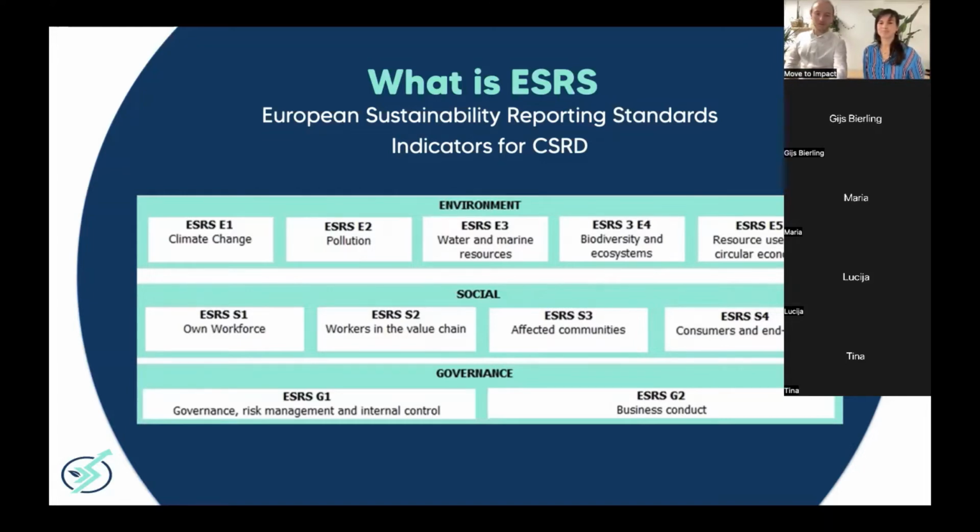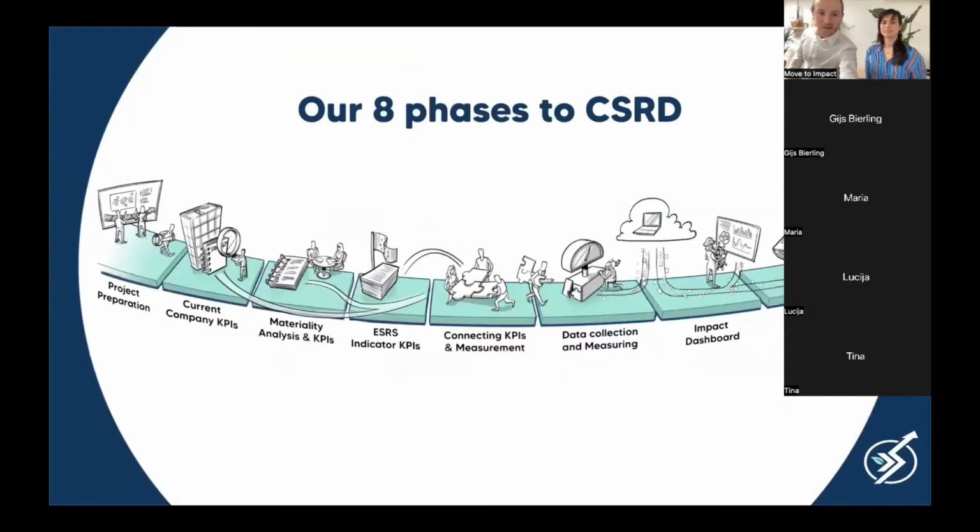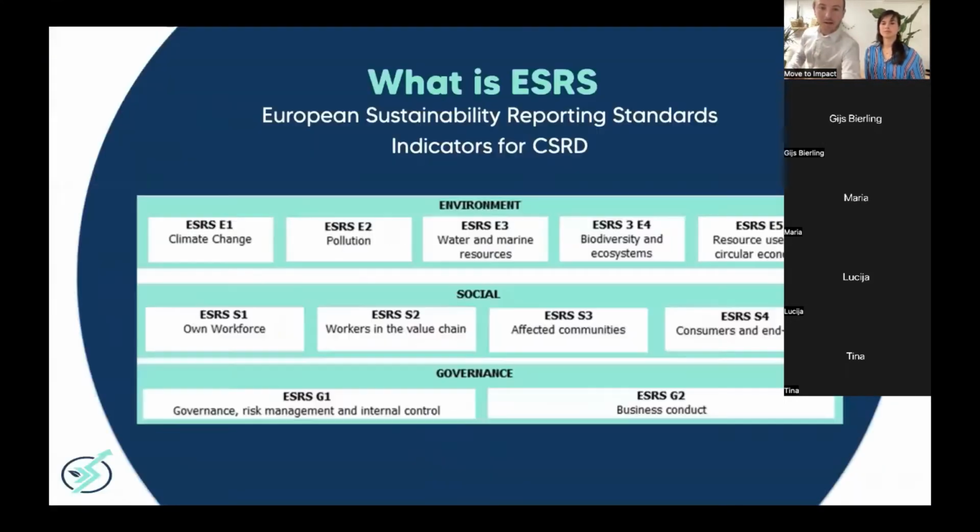I think it could be interesting to go just a little back to this step and show, after the project preparation, we have the first three steps, which are basically all about gathering KPIs. First, gathering your current KPIs: what is your company already measuring? Second one is materiality analysis. Out of this, what I just explained, extra KPIs are coming. And then we have the ESRS, which are the European indicators that I will talk about right now. It's basically just another bunch of reporting standards from the European Union that need to be measured.